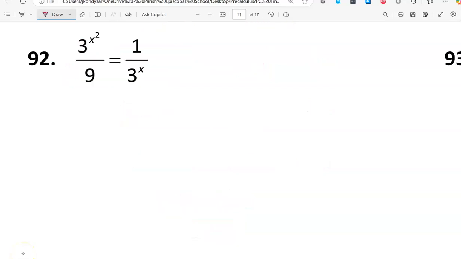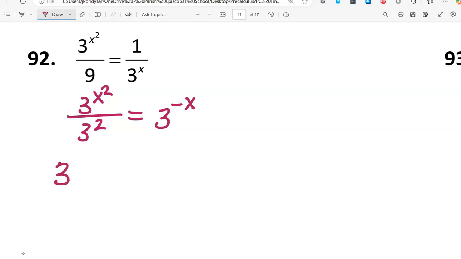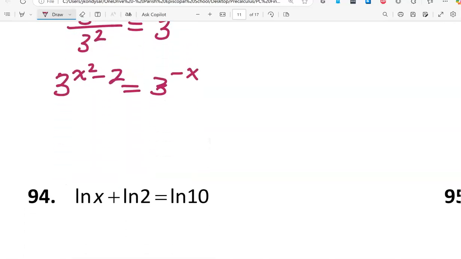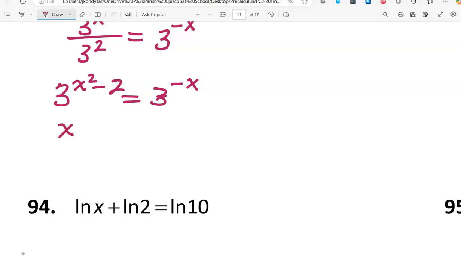In 92, we can re-express both sides as powers of 3. So 3 to the x squared divided by 3 to the 2. And on the right side, 1 divided by 3 to the x is the same as 3 to the negative x. On the left side, when we divide like bases, we subtract their exponents and keep the base. So 3 to the x squared minus 2 is equal to 3 to the negative x power. Now that both sides are powers of the same base, we can equate the exponents.